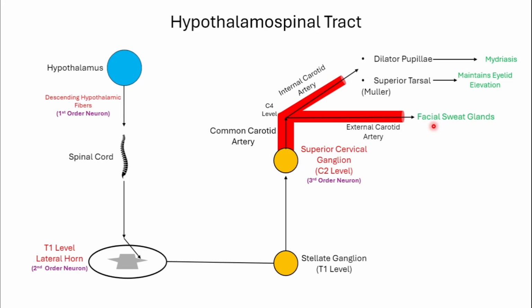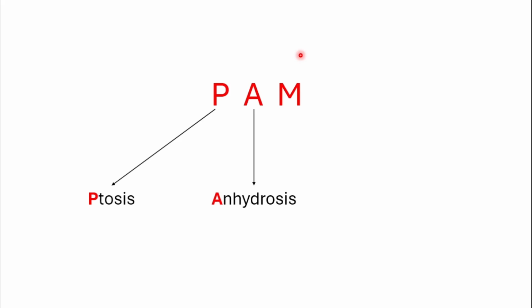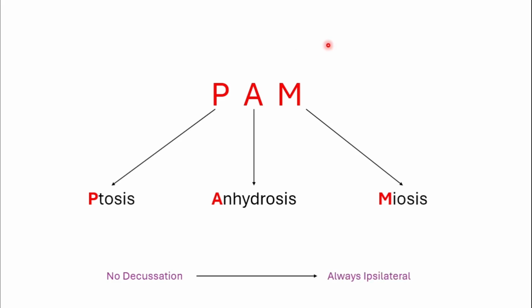Now, as we said before, a lesion in this tract is called the Horner syndrome and will present with ptosis, or eyelid drooping, anhidrosis, or lack of sweating, and miosis, or pupillary constriction. And because this tract does not decussate or cross to the opposite side, a lesion in it always presents ipsilaterally. So the Horner syndrome is always ipsilateral. Now let's talk about some examples for lesions that may occur along the hypothalamospinal tract, causing the ipsilateral Horner syndrome.